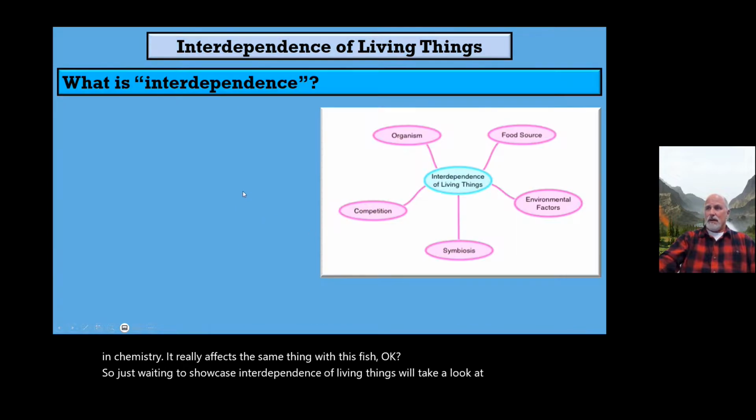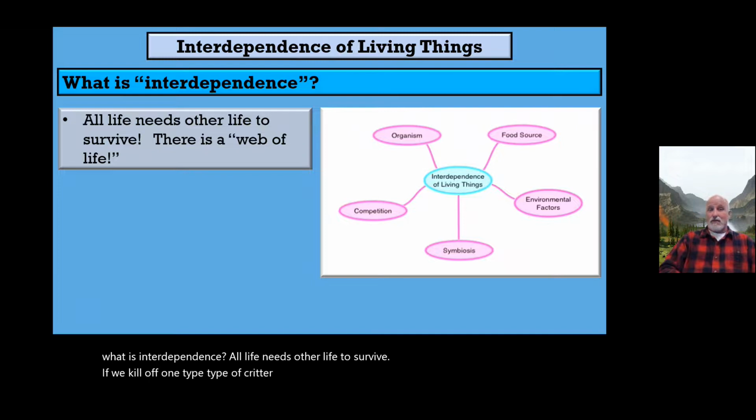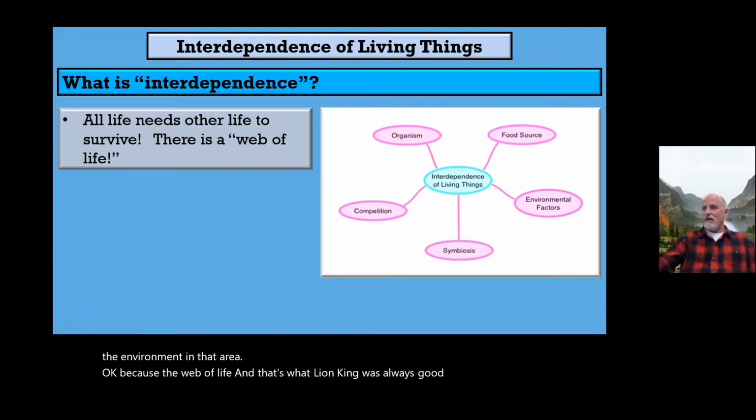Okay, so what is interdependence? All life needs other life to survive. Okay, if we kill off one kind of type of critter out there in that environment, it's going to affect all of them in the environment in that area. Okay, because of the web of life, and that's what Lion King was always good about teaching, the web of life.